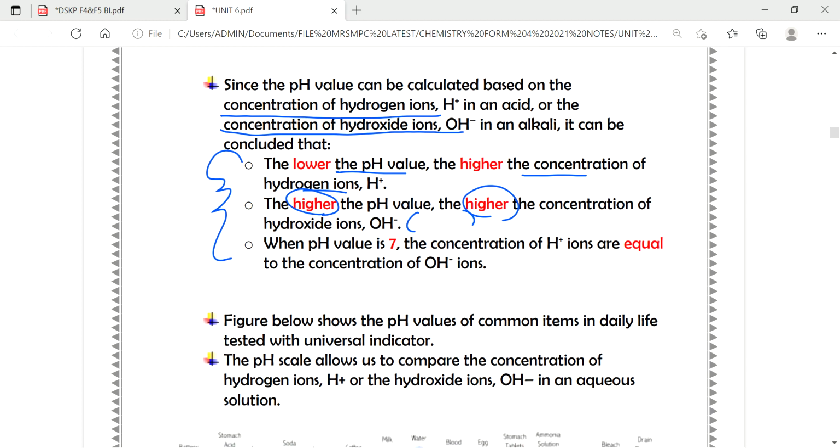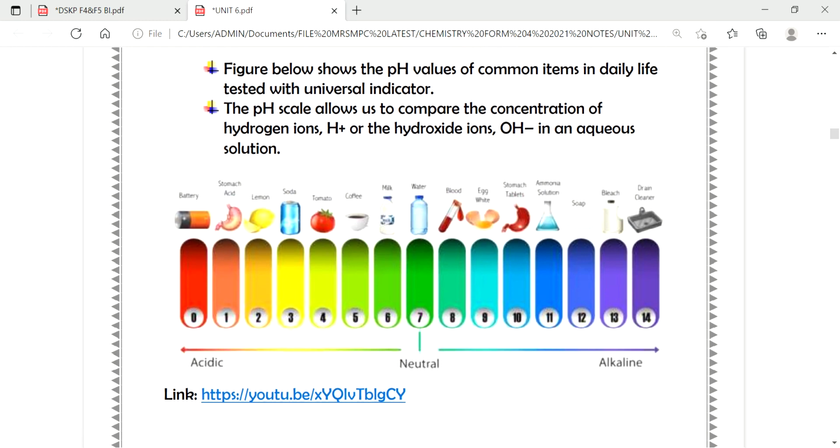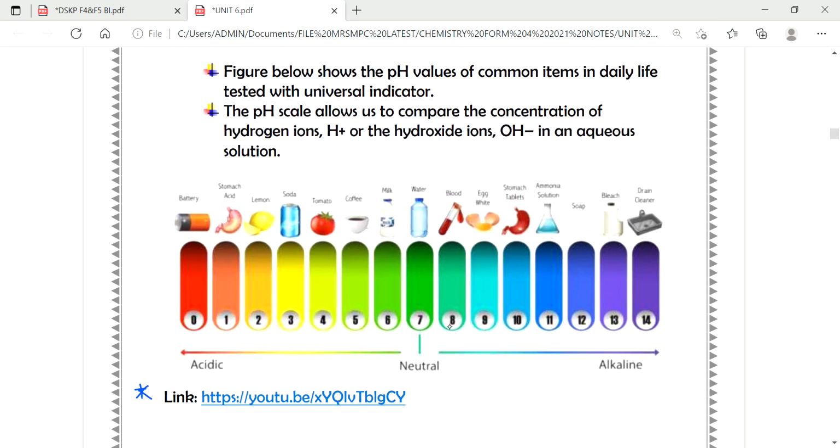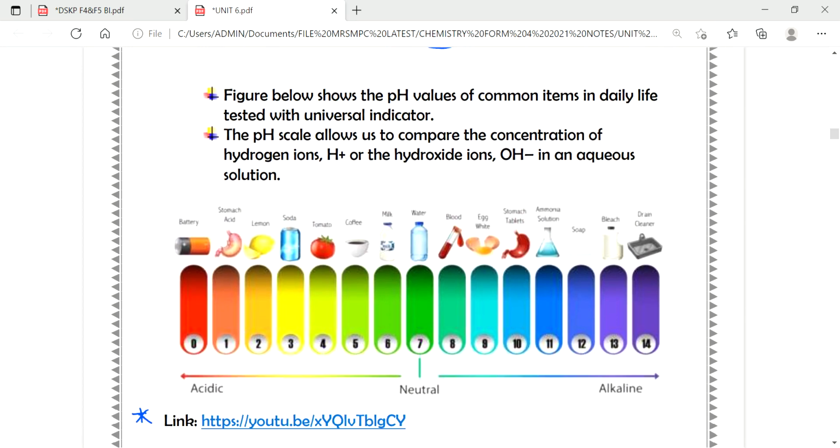Alright, so when pH value is 7, the concentration of H plus ions and OH minus ions are equal. Sama lah, sebab tu dia dapat neutral. Alright. Okay, so boleh tengok link YouTube teacher bagi kat sini untuk tengok bagaimana yang dikatakan dengan pH value ni.